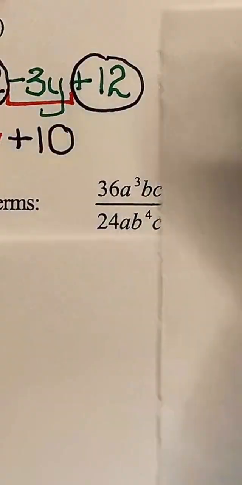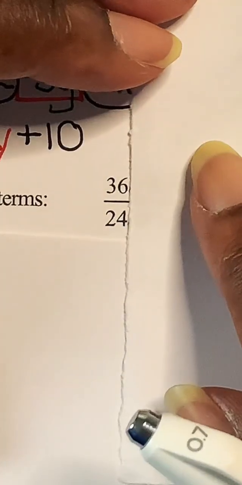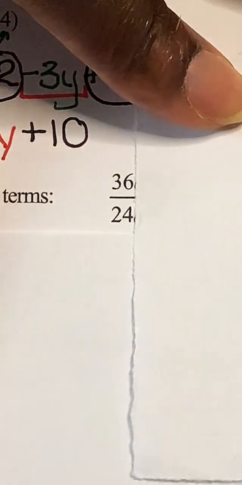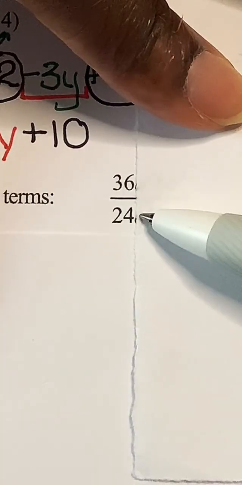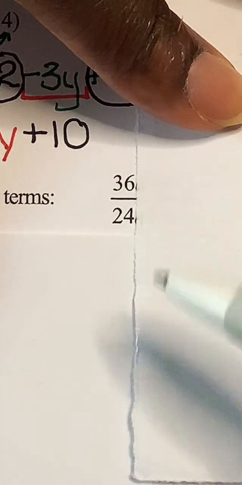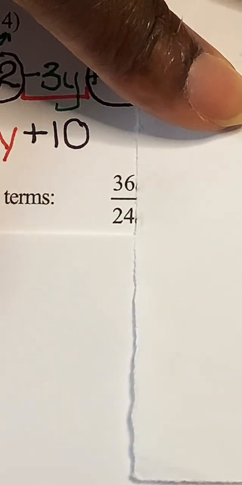So now, let's take a look at, where my other sheets go? Wow. I had other pieces of paper. Oh, here they go. All right.